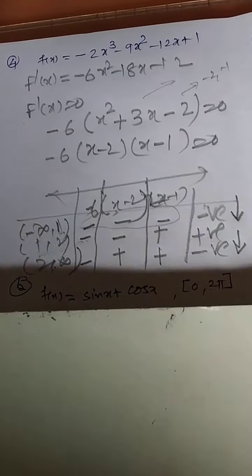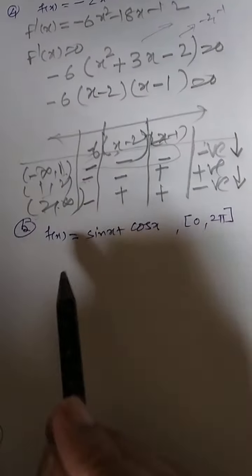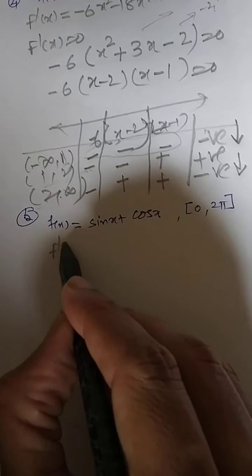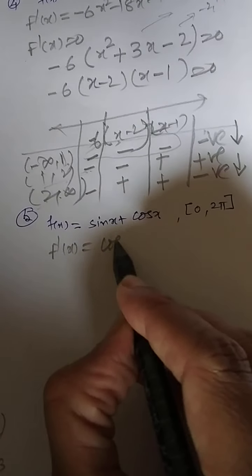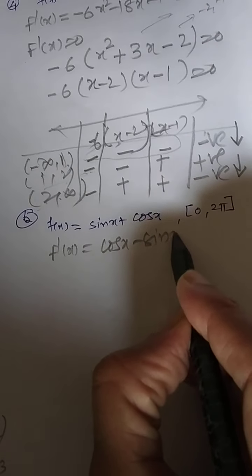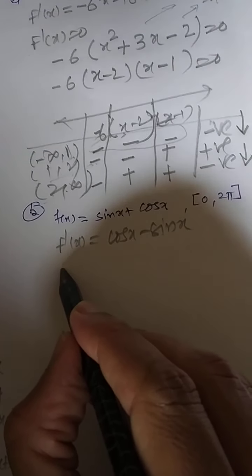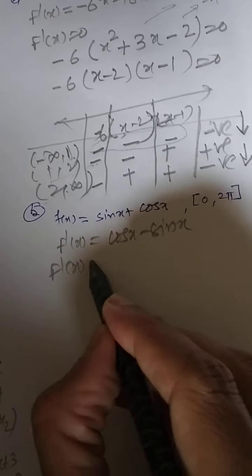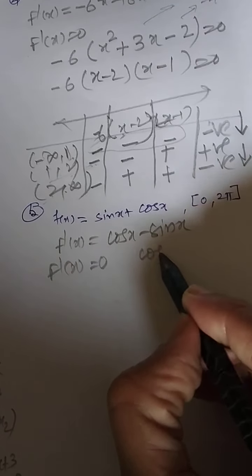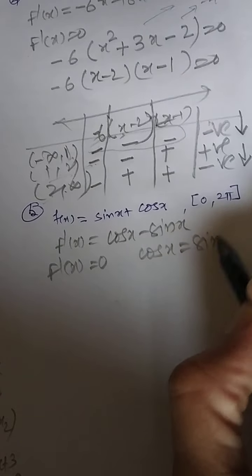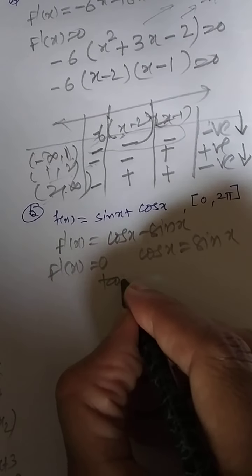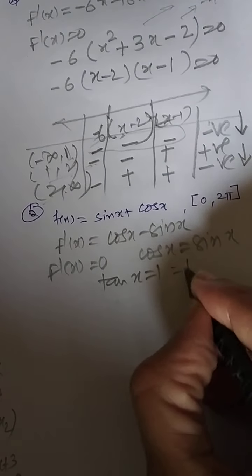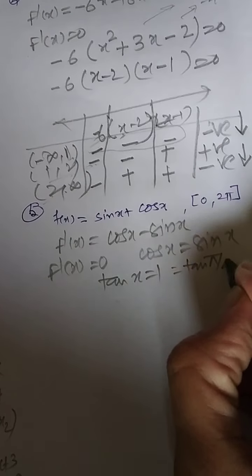Okay. Now the question can be in trigonometric form also. The approach will be the same. f dash of x is nothing but cos x minus sin x. Now you know that f dash of x is equal to 0. That means cos x is equal to sin x, or I can say tan of x is equal to 1. You know that when tan x is equal to 1, x will be equal to pi by 4.